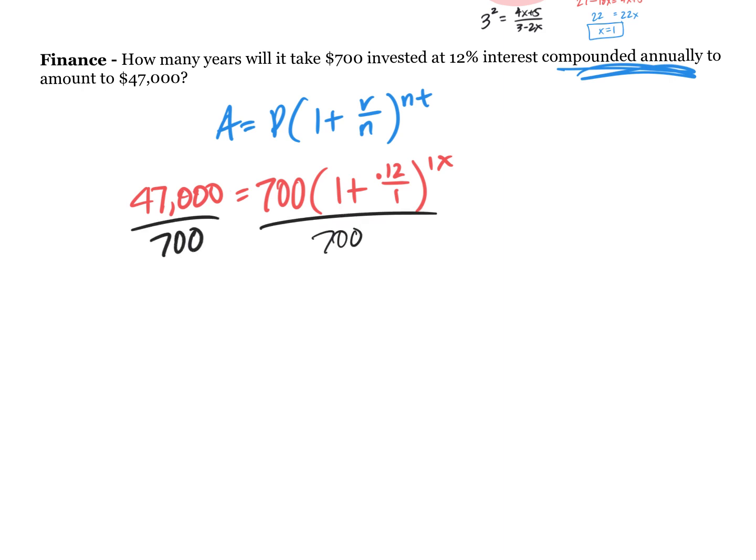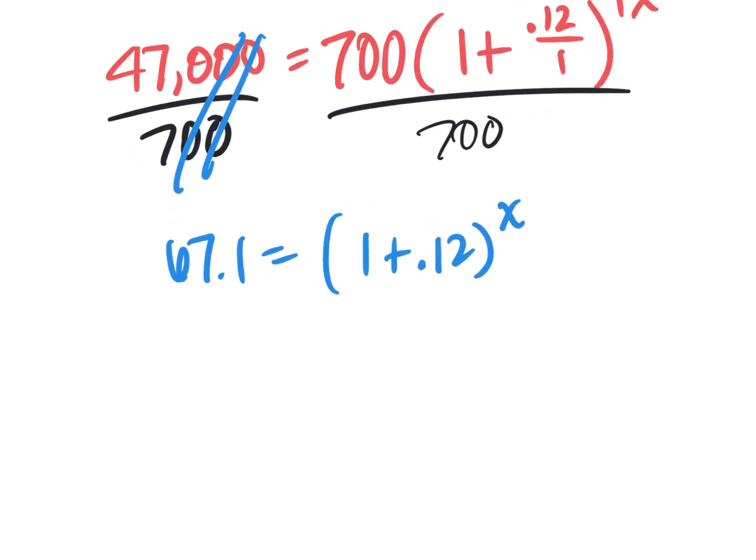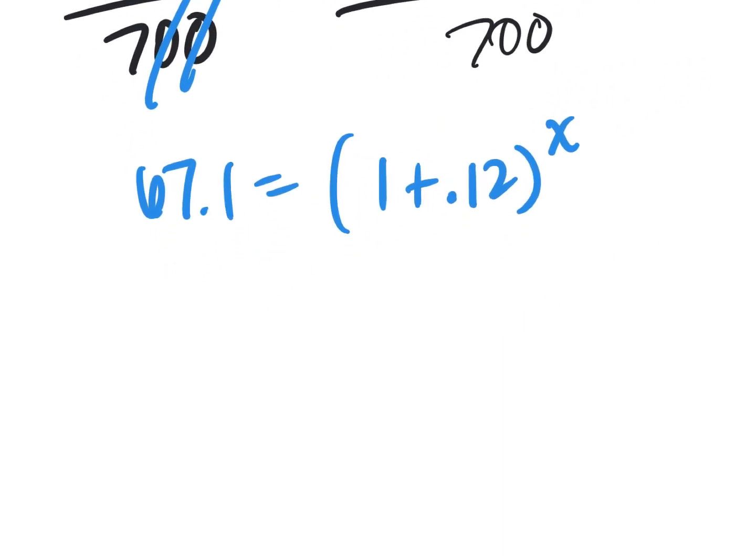You guys, what's 47 thou divided by 700? What's 470 divided by 7? 67.146. I don't like that. Are you cool if I just say 0.12 instead of divided by 1? Yeah. Okay. Now you guys, this looks terrible. We have not done anything like this yet. It's okay. We're gonna be okay.